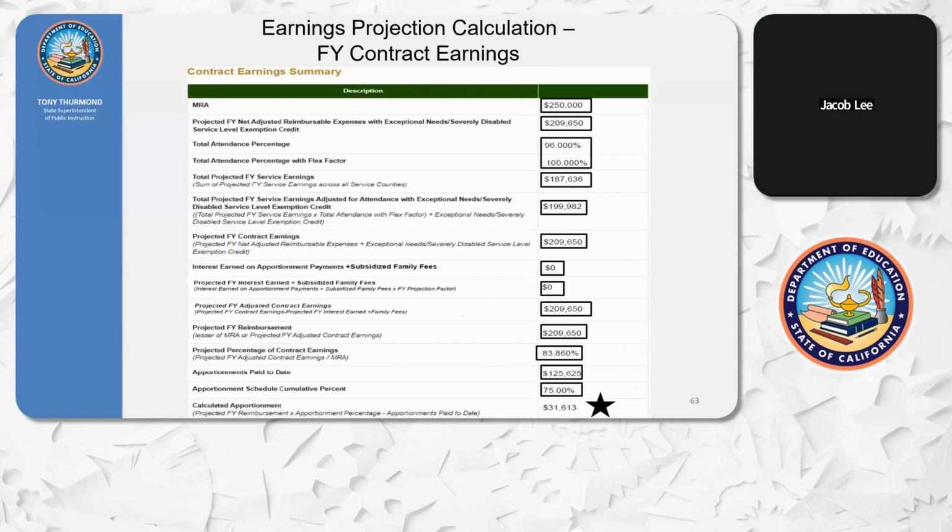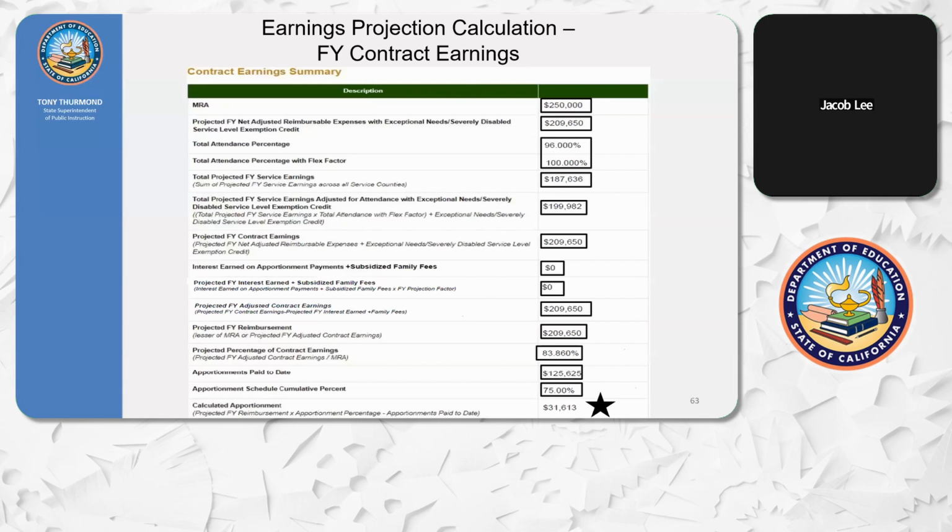Then we get to the projected fiscal year contract earnings line, and that's going to be the projected fiscal year net adjusted reimbursable expenses with the exceptional needs and severely disabled credit added, and that's going to be at $209,650 again. Next, you'll see any interest earned or family fees reported on it, and there's going to be $0 for this example. There was none reported. Then you see the projected fiscal year interest and family fees. Since they reported 0 on the earnings, it's going to be projecting 0 as well.